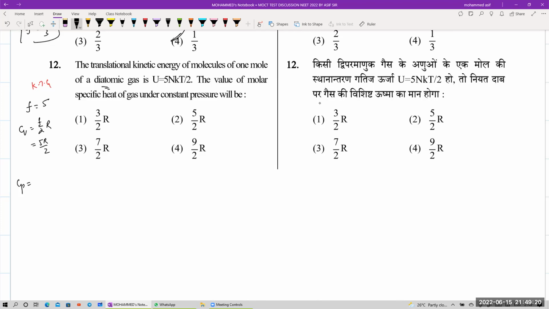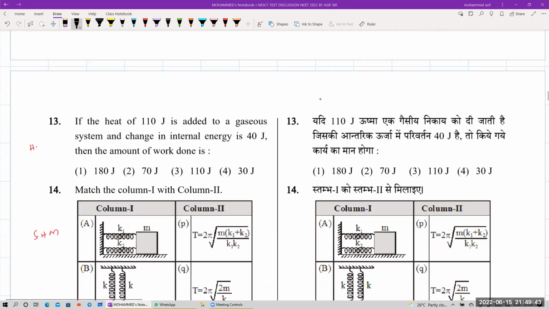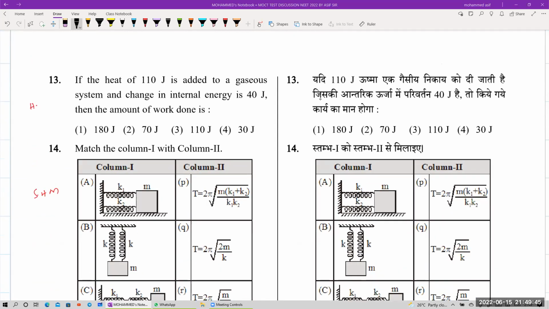Cp will be equal to how much beta? Cp will be equal to Cv plus R. Cp minus Cv. So ये हो गया 5R divided by 2 plus R. तो ये हो गया 7R divided by 2. This will be the answer. Direct question. चलिए. Question number 13 also you can do.